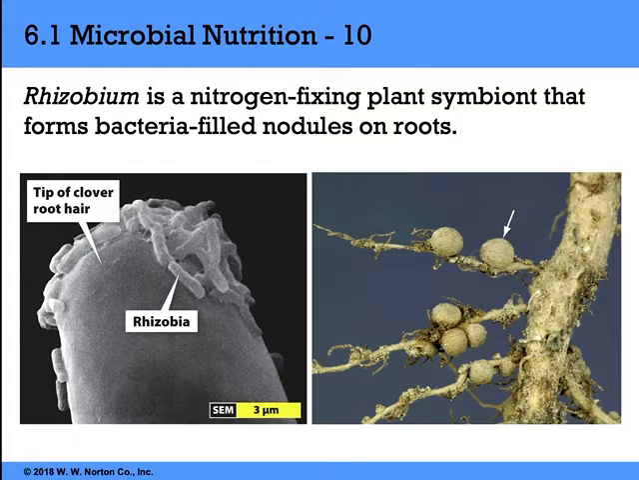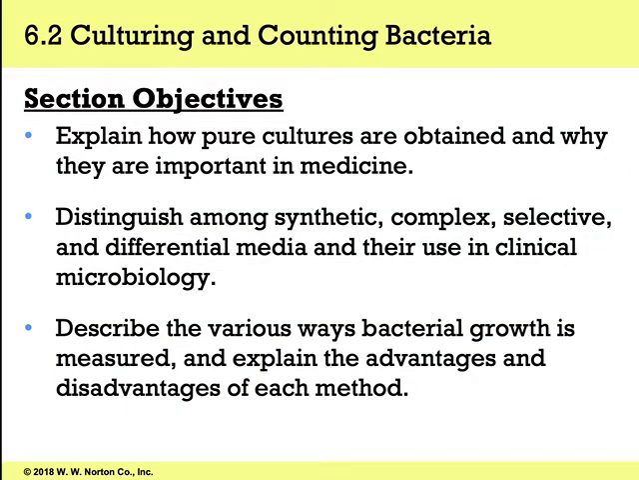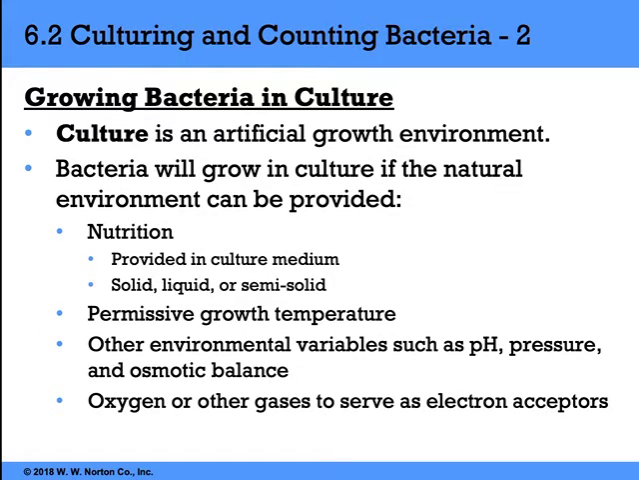This is an example of a symbiotic relationship between a bacterium and a multicellular eukaryotic organism, in this case, a vascular plant, okay. We'll talk about pure cultures and how you get them, and distinguish between synthetic complex, selective, and differential media. We kind of already talked about that a little bit. And talk about how bacterial growth is measured, and explain the advantages of each method in use.